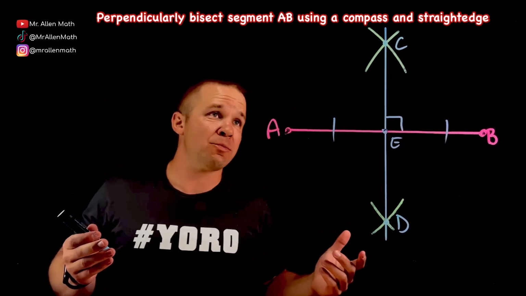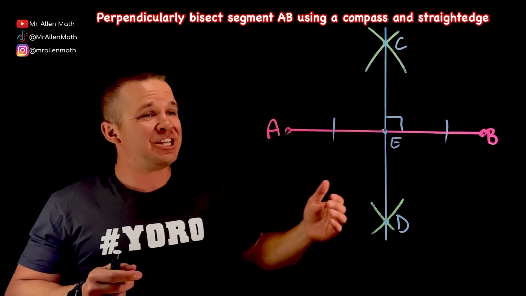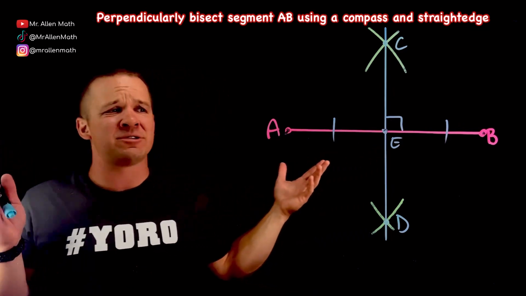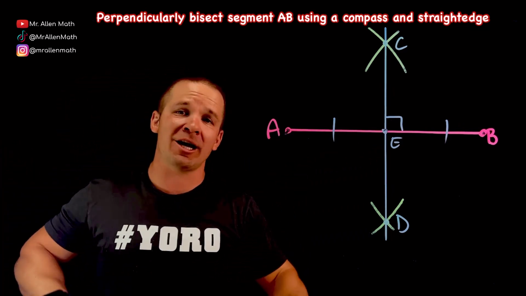There we go, guys. That's pretty awesome. A perpendicular bisector of a segment gets you a midpoint, a line segment bisector, and a right angle, all those awesome things, all with our straight edge and compass.